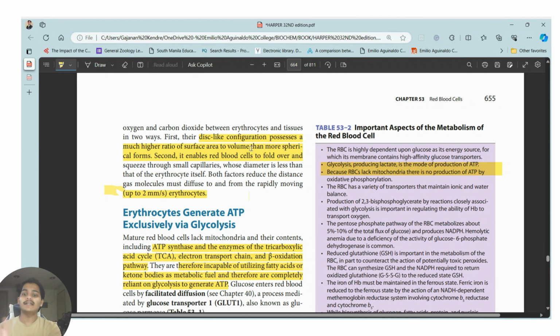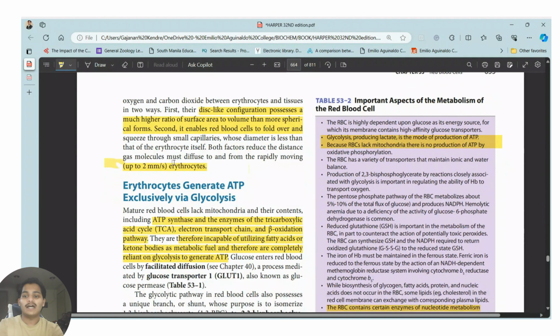Then second, it enables the red blood cell to fold over and squeeze through. It means at some sinusoidal capillaries, the diameter of the capillary is way smaller than the diameter or the shape of an RBC. That's why the RBCs have a property that they can squeeze and go into the capillaries and transport the oxygen. This is one characteristic, this is the second. For the shape function, we have another characteristic also. Then RBCs travel at a speed of 2 millimeters per second.